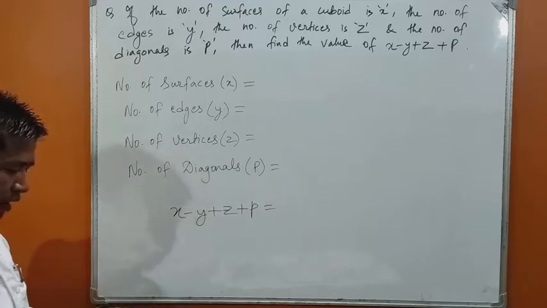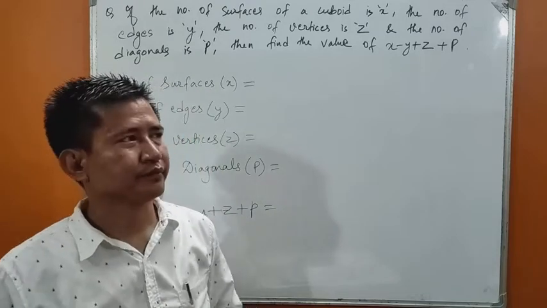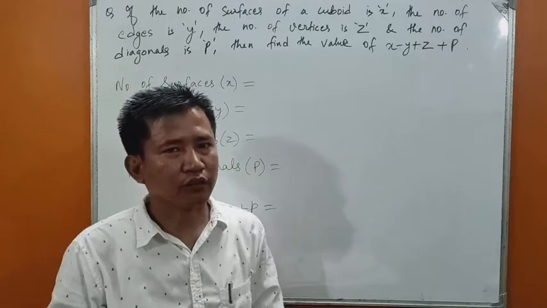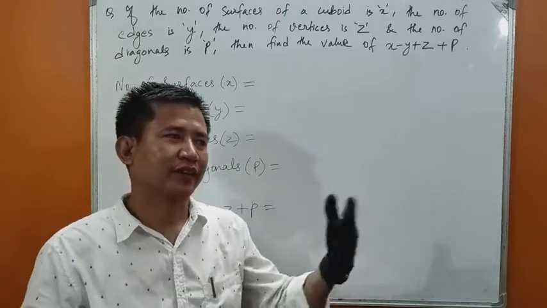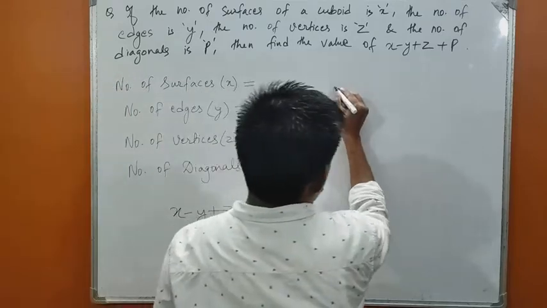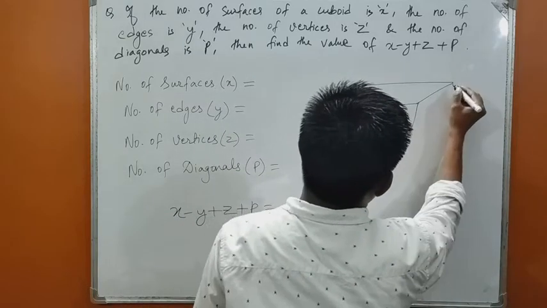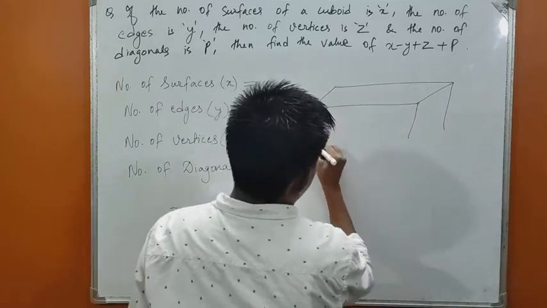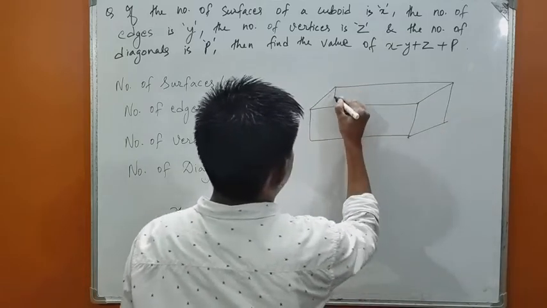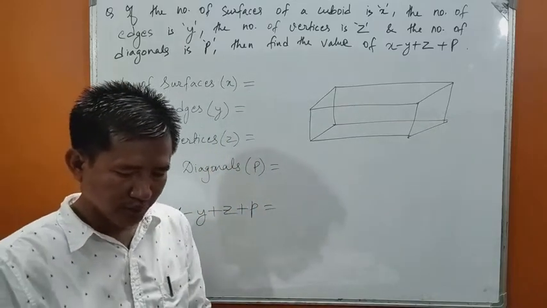Now, cube and cuboid are not exactly the same thing. A cube has length, breadth and height all equal, but in a cuboid, length, breadth and height may not be equal. So I'm drawing a cuboid here. This is an example of a cuboid.